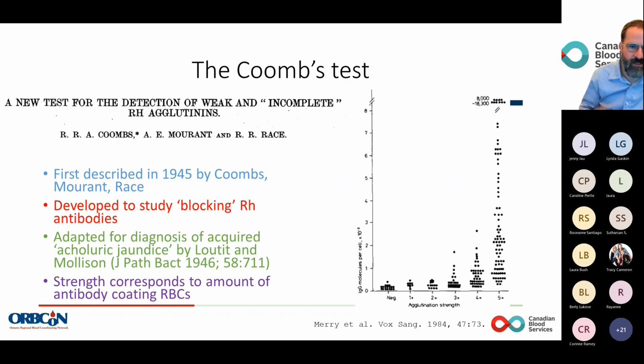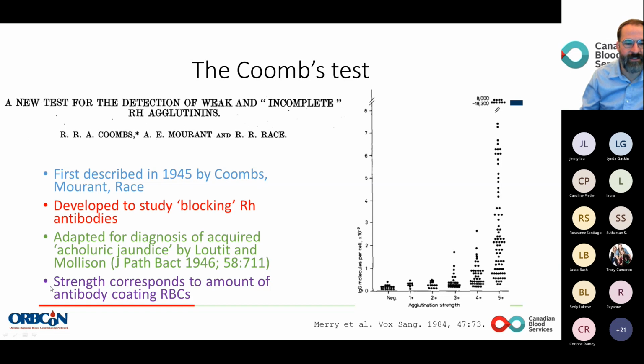And so they come up with this idea of using antibodies against antibodies to try and detect that phenomenon from happening. So it wasn't really developed to diagnose autoimmune hemolytic anemia. It was developed really to kind of solve some serological issues they were dealing with in studying red cell antigens. It became adapted for the diagnosis of autoimmune hemolytic anemia, which was at the time called acquired acholuric jaundice, by Mollison and Loutit. So it was not originally developed for that intention, but became adapted for it.